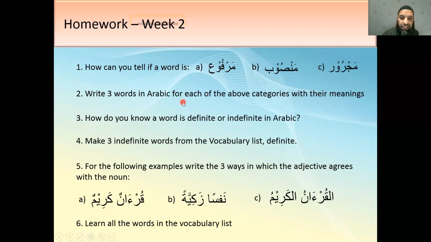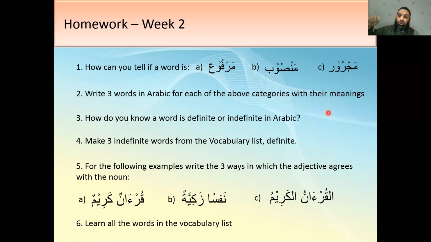Write three words in Arabic for each of the above categories with their meanings. So you want to write three marfu words with the meanings, three mansoob words with the meanings, three majroor words with the meanings. If you want to be clever, or cheeky, you could even write masjidun and the meaning, masjidan and the meaning, masjidin and the meaning. I don't advise you to do that, but if you did, the meaning is going to be the same.